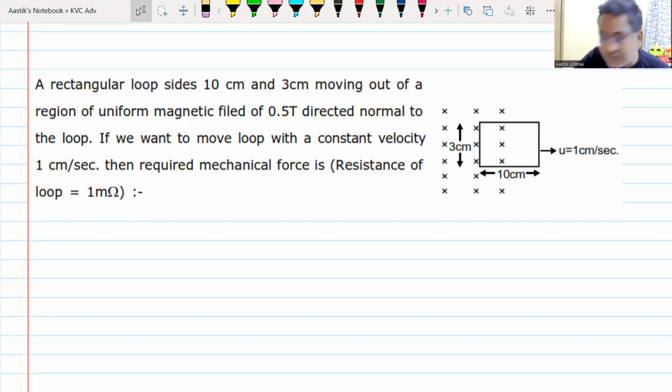Then we have this question, my dear friends. A rectangular loop of side 10 centimeter and 3 centimeters is moving out of a region of uniform magnetic field, 0.5 Tesla directed normal to the loop. If we want to move the loop with a constant velocity of 1 centimeter per second, what is the mechanical force required to do it?